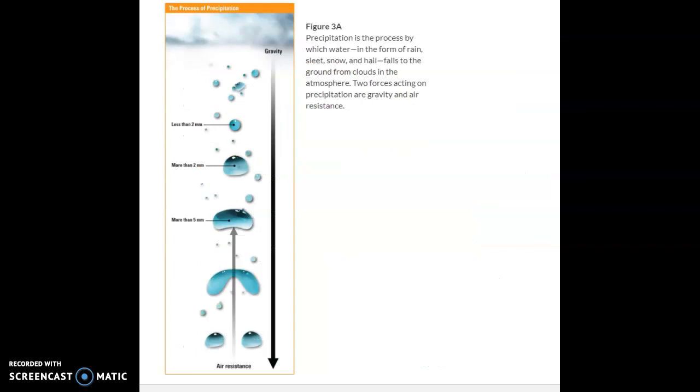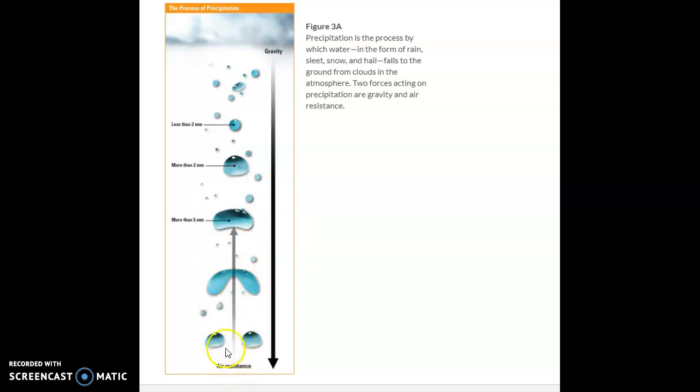And so here's that figure 3a that we talked about in the reading. The title, you can see right here, is The Process of Precipitation, and it shows gravity as we travel down from high up in the atmosphere toward the ground. And you'll see this is up in our cloud. We have little tiny droplets of water. This says less than 2 millimeters. And as they are going down toward the ground, they're getting bigger. So this is more than 2 millimeters. And this one here is more than 5 millimeters. And they're starting to get so big that they've separated. So you're seeing this happen here.